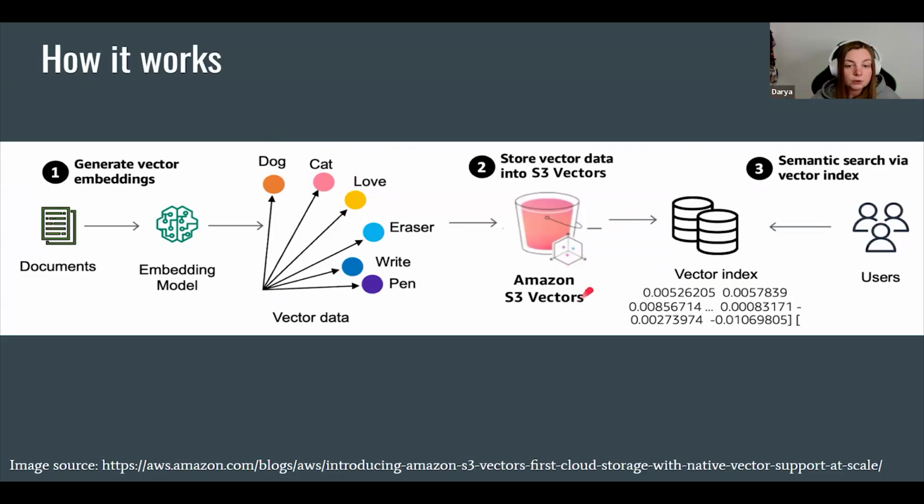And inside this vector bucket, this numerical data is organized into vector indices. We can have up to 10,000 indices per bucket. And this is our vector storage. And we as users can use this vector storage to perform semantic search via vector index.